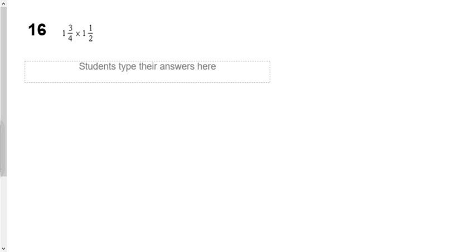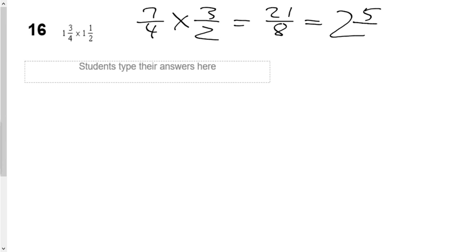And God, this question looks so hard. It's a mixed fraction multiplied by a mixed fraction. When you have a mixed fraction multiplied by a mixed fraction, the easiest way to do it is change them both to improper. Examine for cross reduction possibilities. There isn't. So you end up with 21 over 8, which as a mixed fraction is 2 5/8.